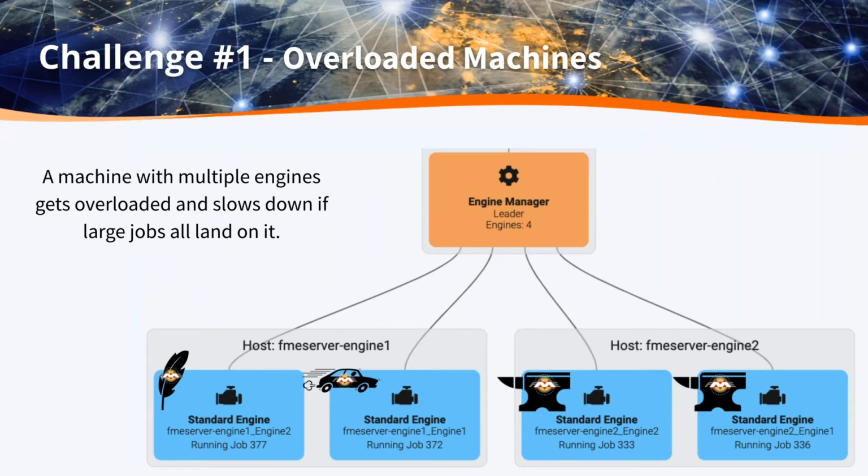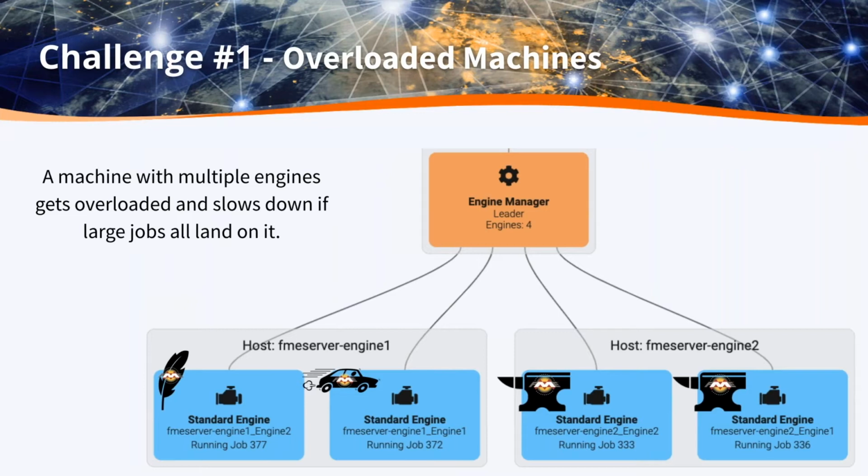This is when a machine is running multiple heavy jobs, jobs that require CPU resources, memory resources, and it's going to bog down when we get multiple running. So in the image here on the bottom right, depicted by the anvil, those are representing our heavy jobs. So here we have two FME engine hosts. Each host is running two engines. So that means we can process two data integration tasks per machine.